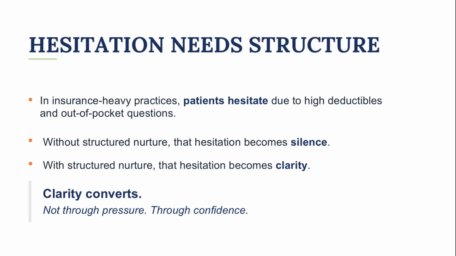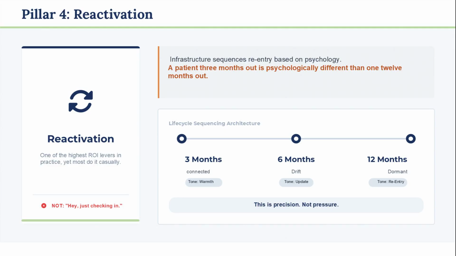And over time, not all relationships continue automatically. Not every relationship continues on its own. The fourth pillar is reactivation. Many patients who stop coming did not choose to leave. They drift. Life became busy. Pain changed. Schedules shifted. Momentum weakened. That does not mean the relationship ended. It means the relationship lost continuity.